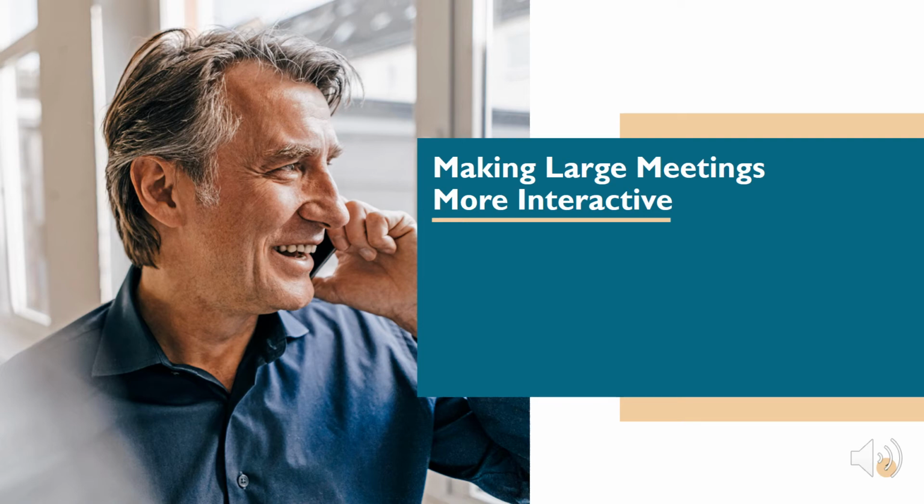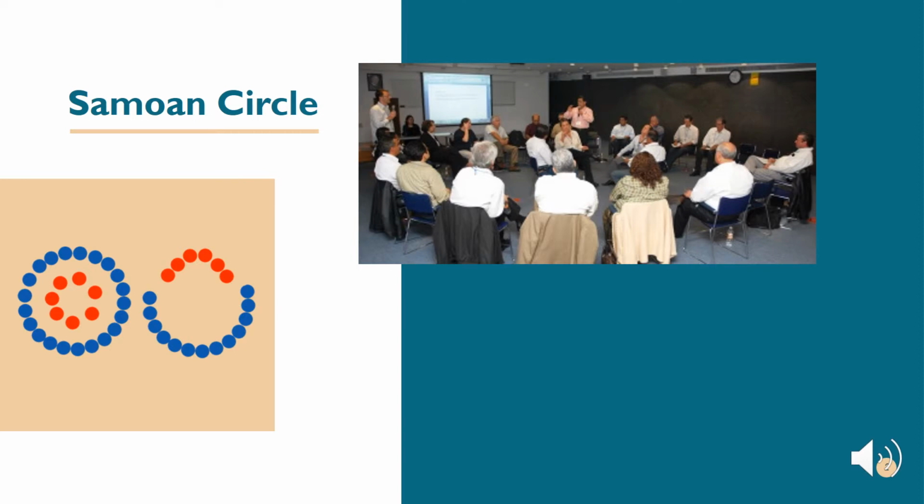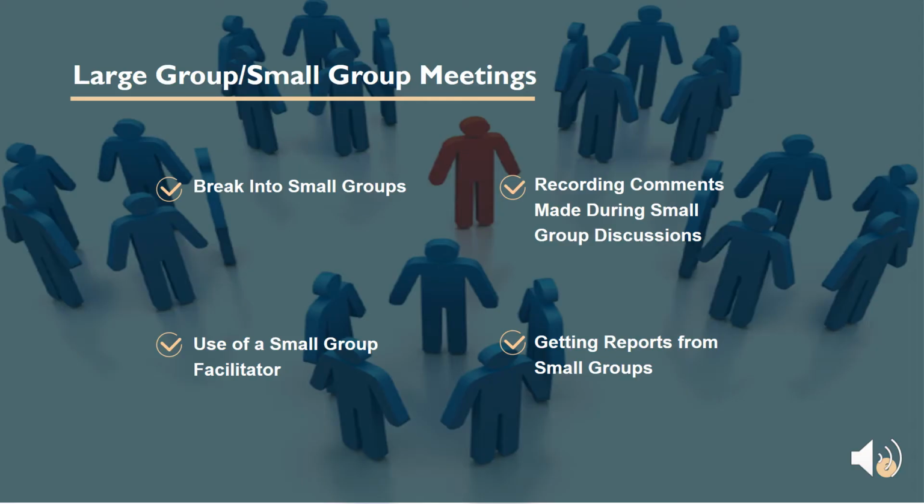So let's do that. As we discussed in the previous chapter, many large meetings can have virtually as much interaction as a small meeting by just using variations of the large and small group meeting format. We previously talked about the Samoan Circle, which is a technique that permits everybody to talk and everybody to hear what is said, but in a setting that is more like a small group discussion than a series of formal speeches or comments.